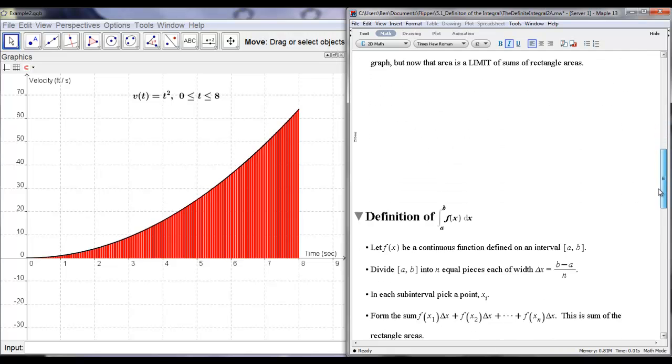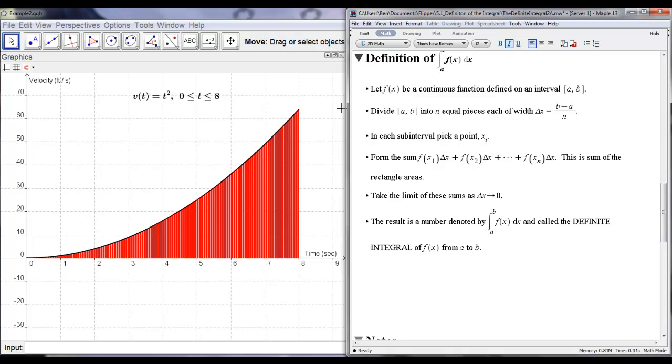So here's the formal definition of the definite integral. We start with a continuous function defined on an interval. We're going to divide that interval up into n equal pieces, and when we do that, each piece will have a width denoted by delta x, which will be b minus a, right minus left, over the number of pieces. In each subinterval, pick a point xi and form this sum, height times width, height times width. This is the sum of the rectangle areas. Then take the limit of these sums as delta x goes to 0. The result is a number and is called the definite integral of f from a to b.